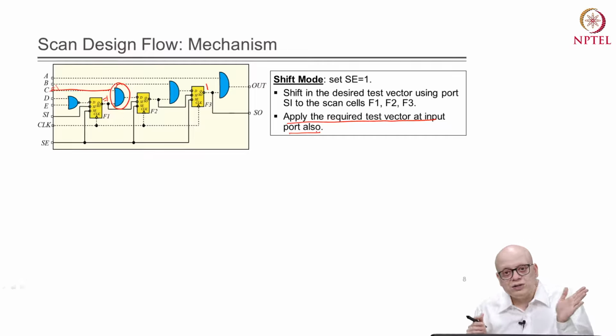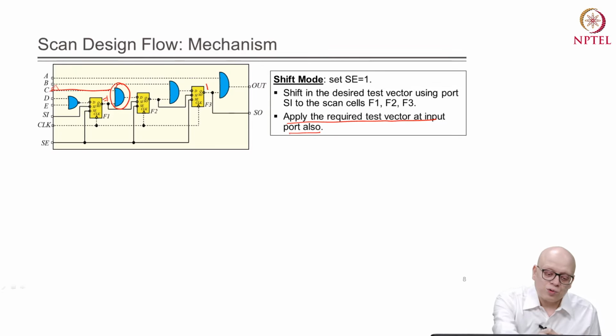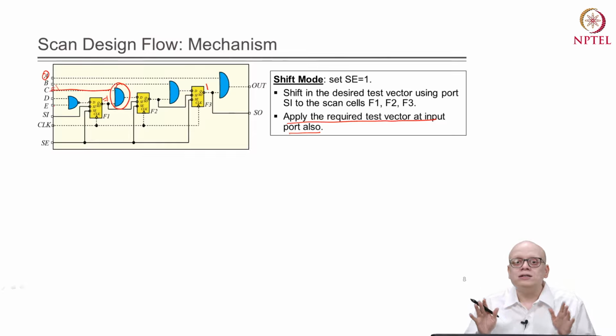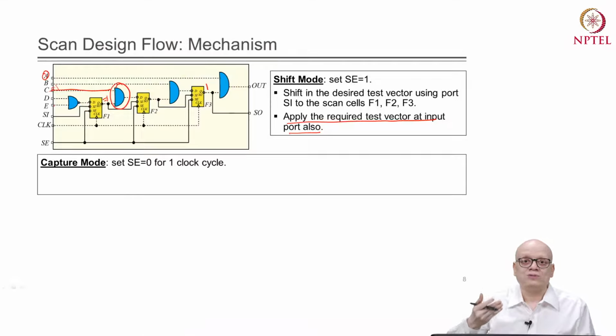So, we shift the required test pattern through the scan input to the scan cells in our design, and also we apply the appropriate values at the other input ports, in this case A, B, C, D, E. Once we have done that, all the required test pattern is loaded into our design, meaning that we have applied the test vector that we needed to apply. Then we go into the capture mode.